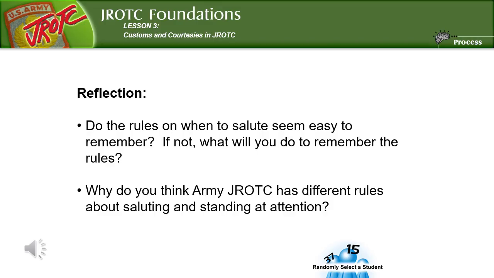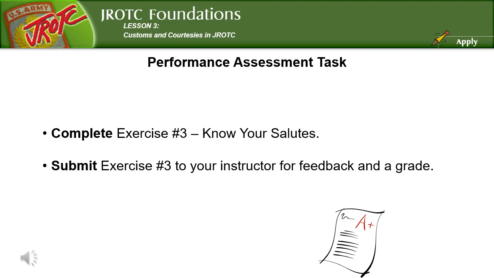Do the rules on when to salute seem easy to remember? If not, what will you do to remember the rules? Why do you think Army JROTC has different rules about saluting and standing at attention? Finish this lesson, we will complete exercise 3, Know Your Salutes, and the performance assessment task.